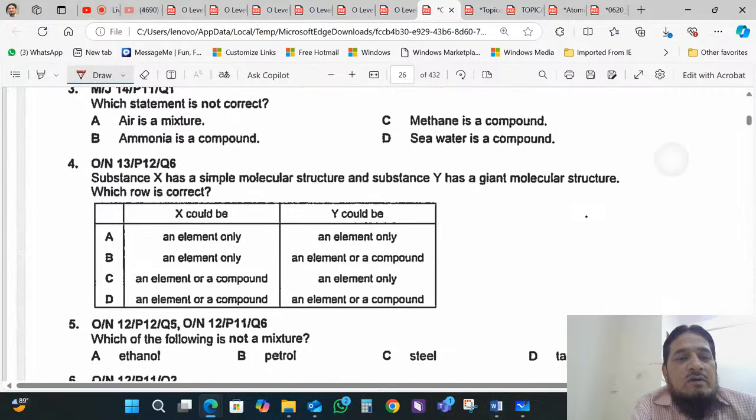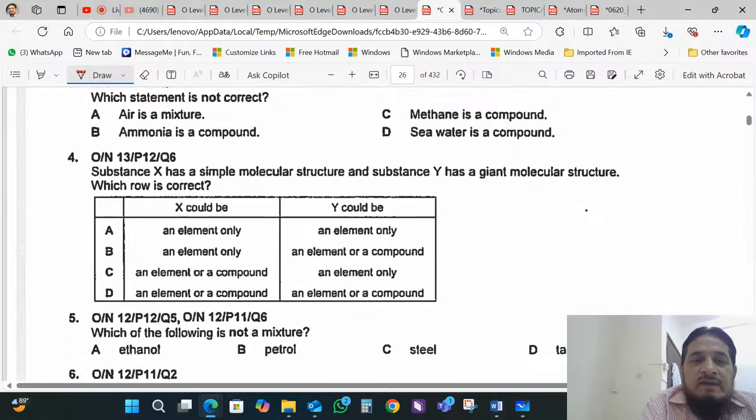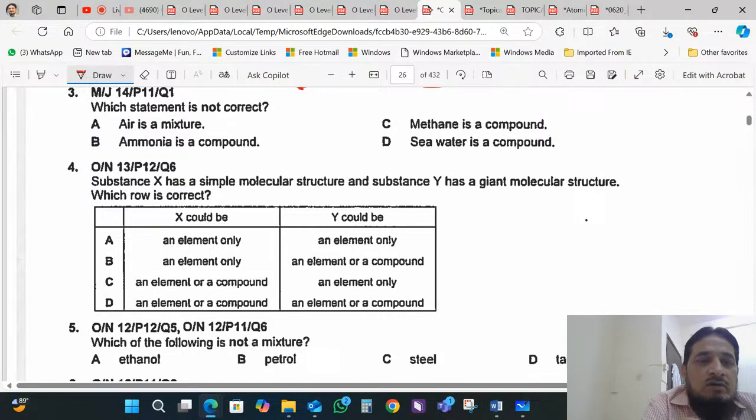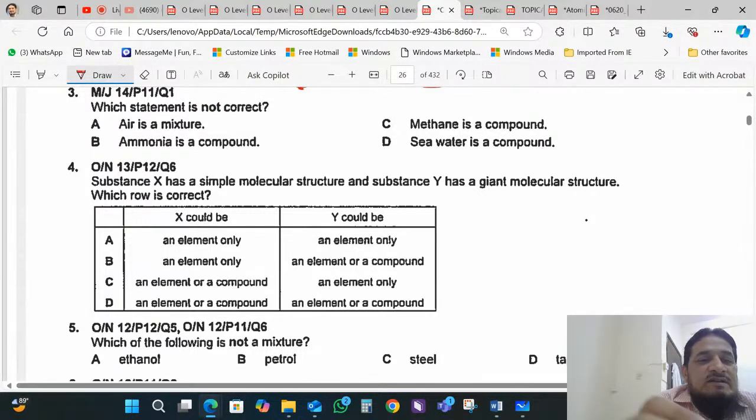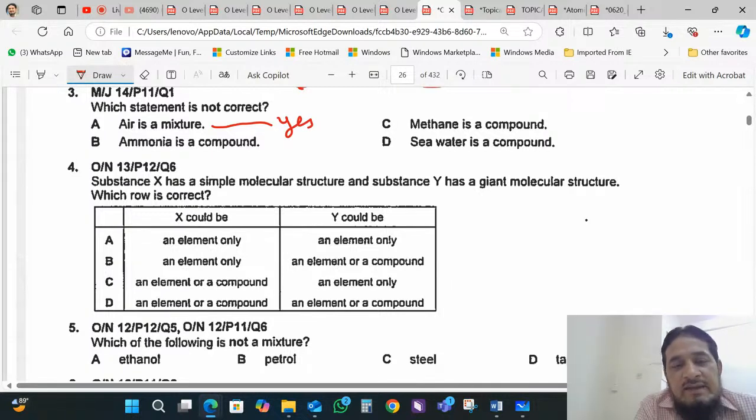Which statement is not correct? Please keep in mind that when the question says "not correct", students often make a mistake. So you should be very conscious when you have to pick the wrong statement. He is saying air is a mixture. Yes, air is a mixture of different gases. Oxygen is there, nitrogen is there, the noble gases are there, and water vapor is there.